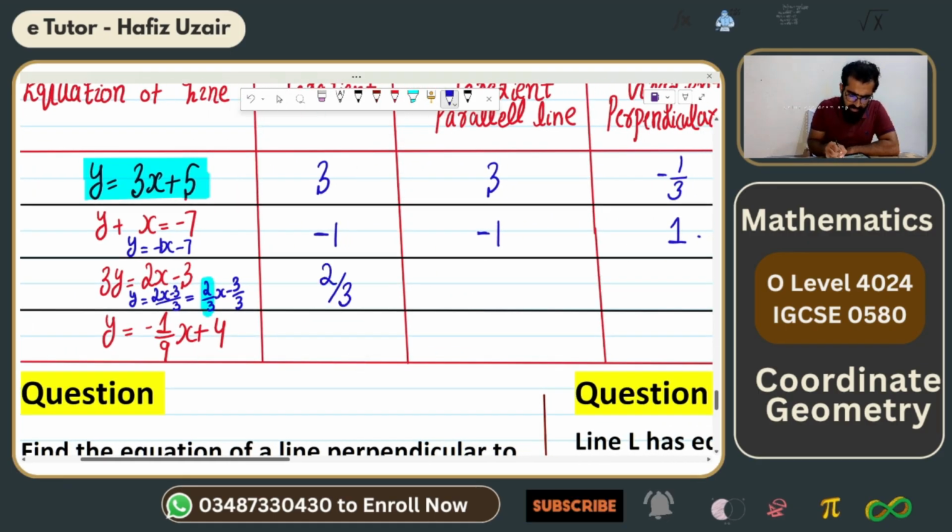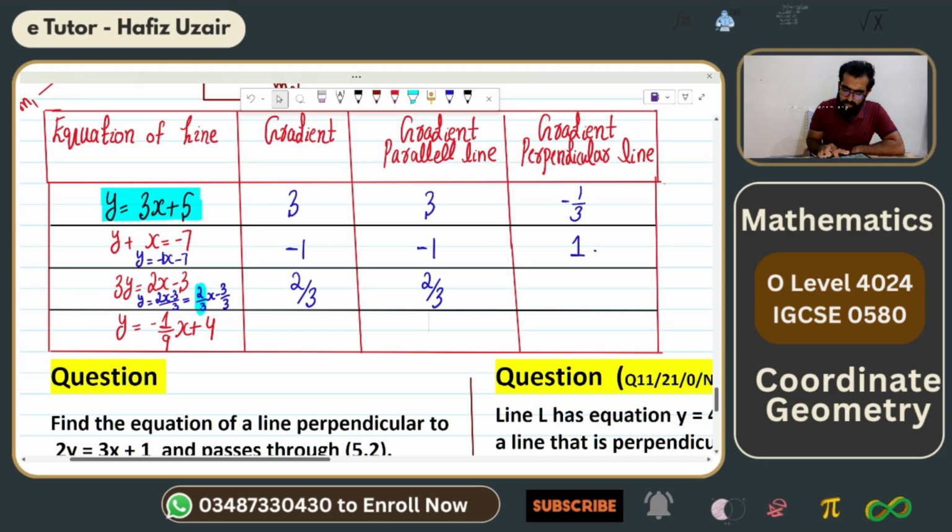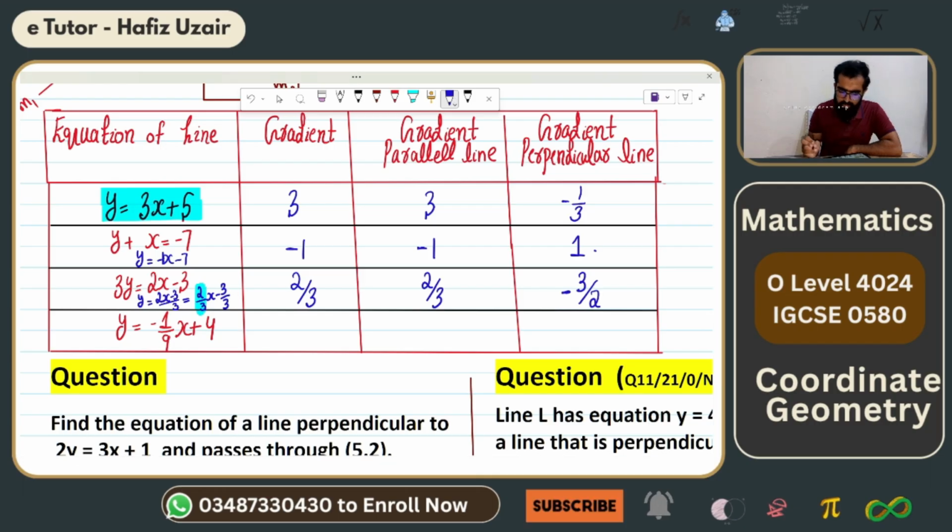Now what is the gradient of a line that is parallel to this line? Again 2 by 3. Now what is the gradient of a line that is perpendicular to this line? Gradient of the perpendicular line: take the reciprocal, then I get 3 by 2. Then take the negative sign.